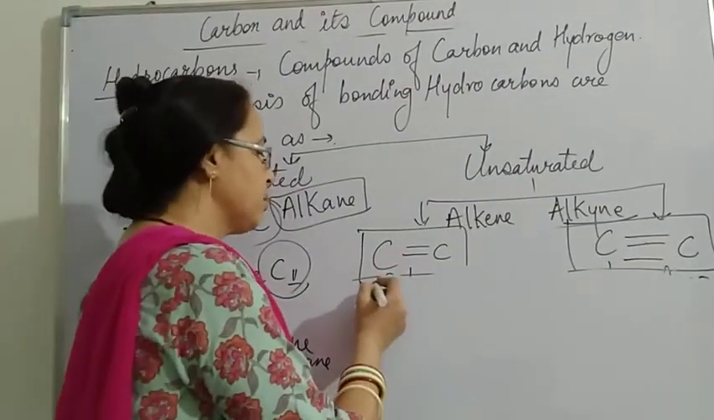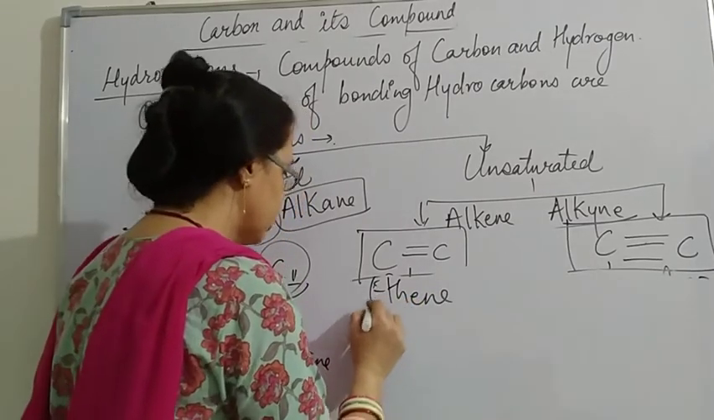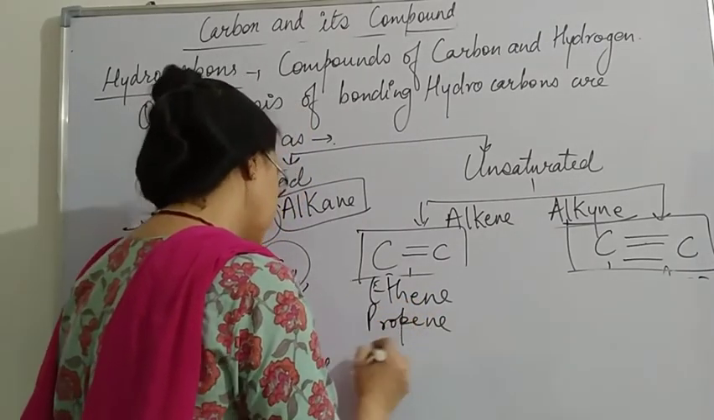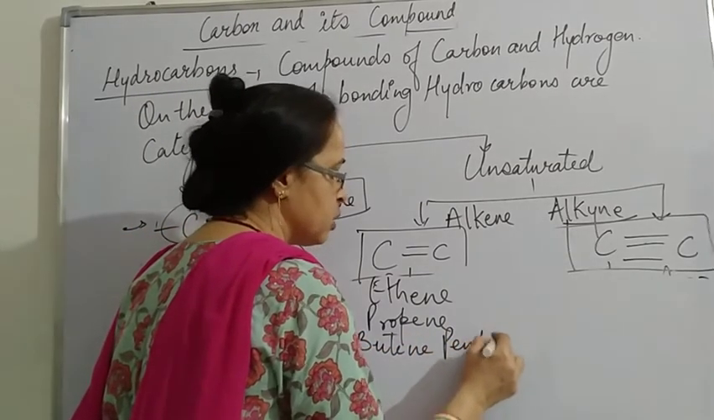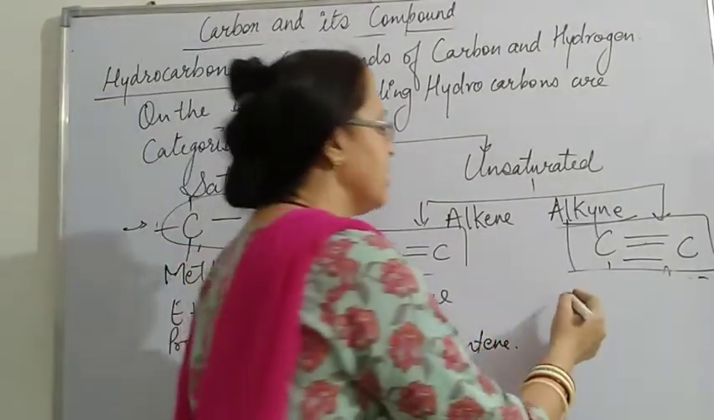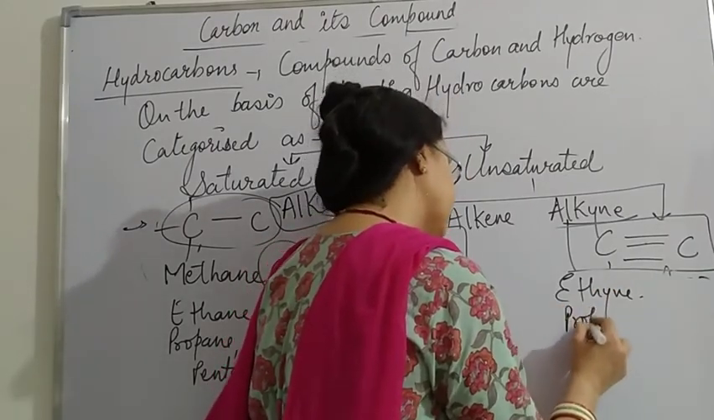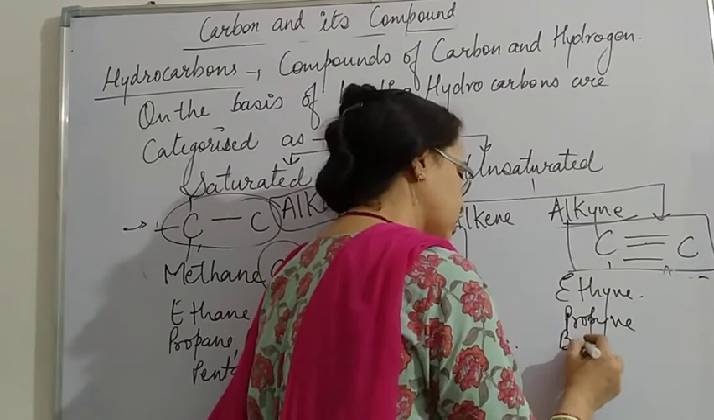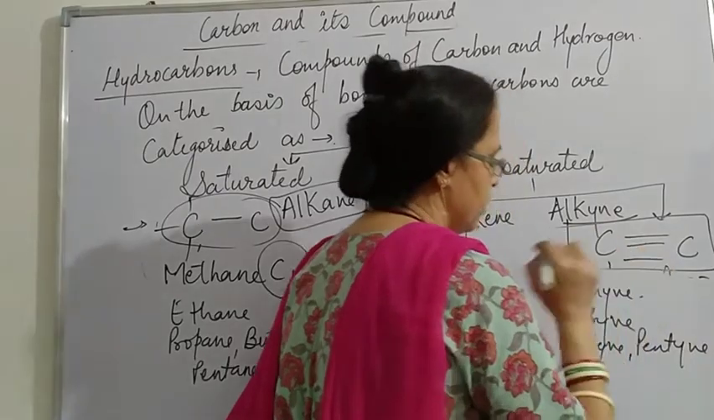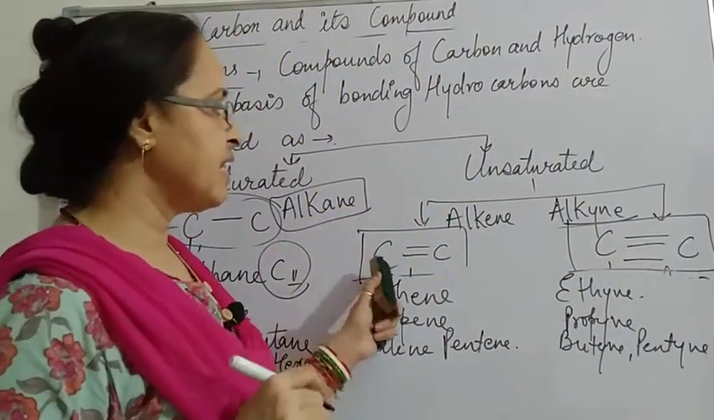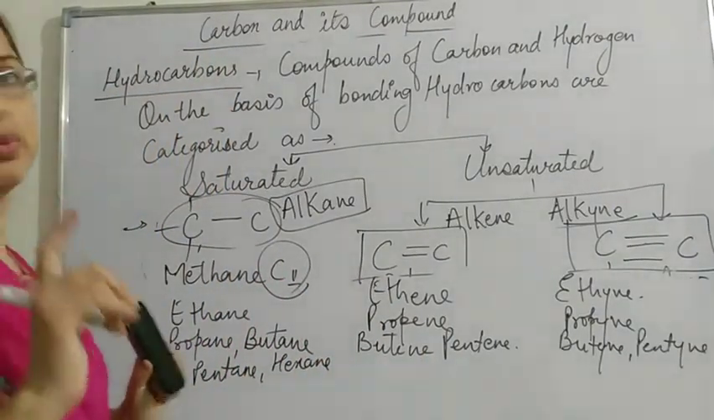The 2 carbon compound's name is ethene, then propene, butene, pentene, and in this way it continues. And for alkyne, ethyne, propyne, butyne, pentyne, and so on. So the first member in alkene and alkyne will be a 2 carbon compound. The first member in alkane will be only a 1 carbon compound.